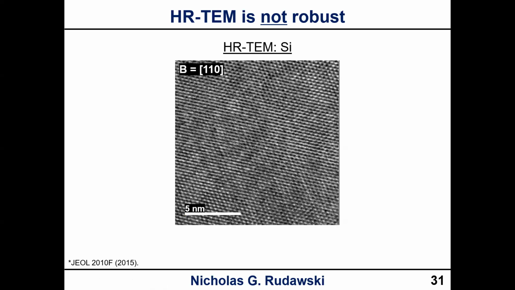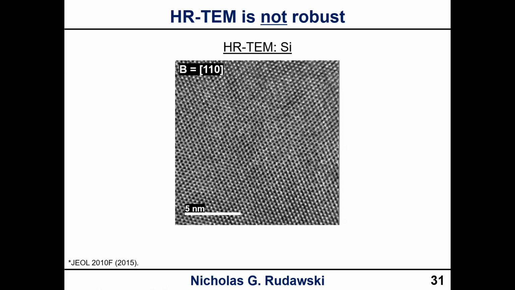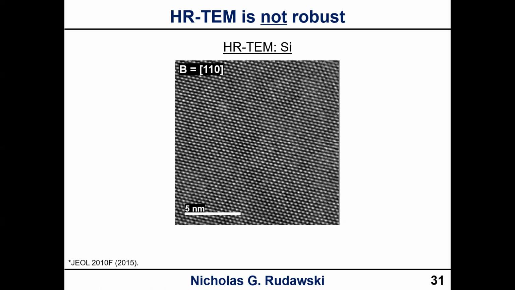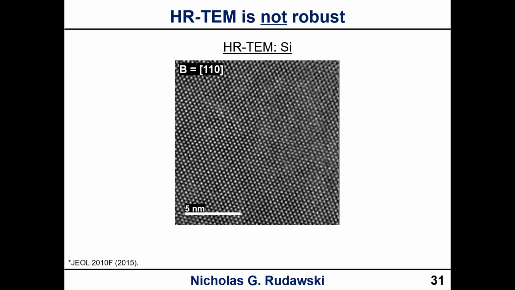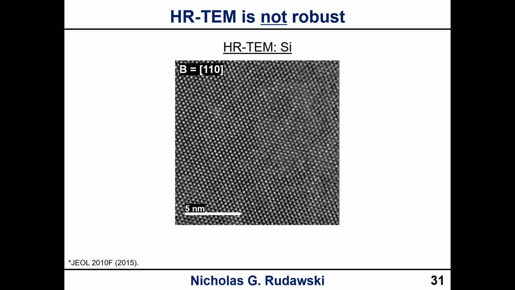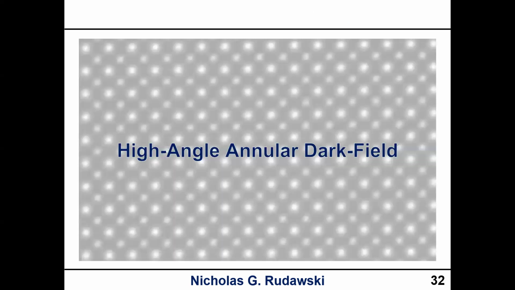I don't know if I'm under focusing or over focusing here. That's not the point. The point is that the lattice fringes are sensitive to the focal state. So again, it's hard to make heads or tails of this when you have this kind of dependence. Your fringe contrast changes dramatically with the focus.